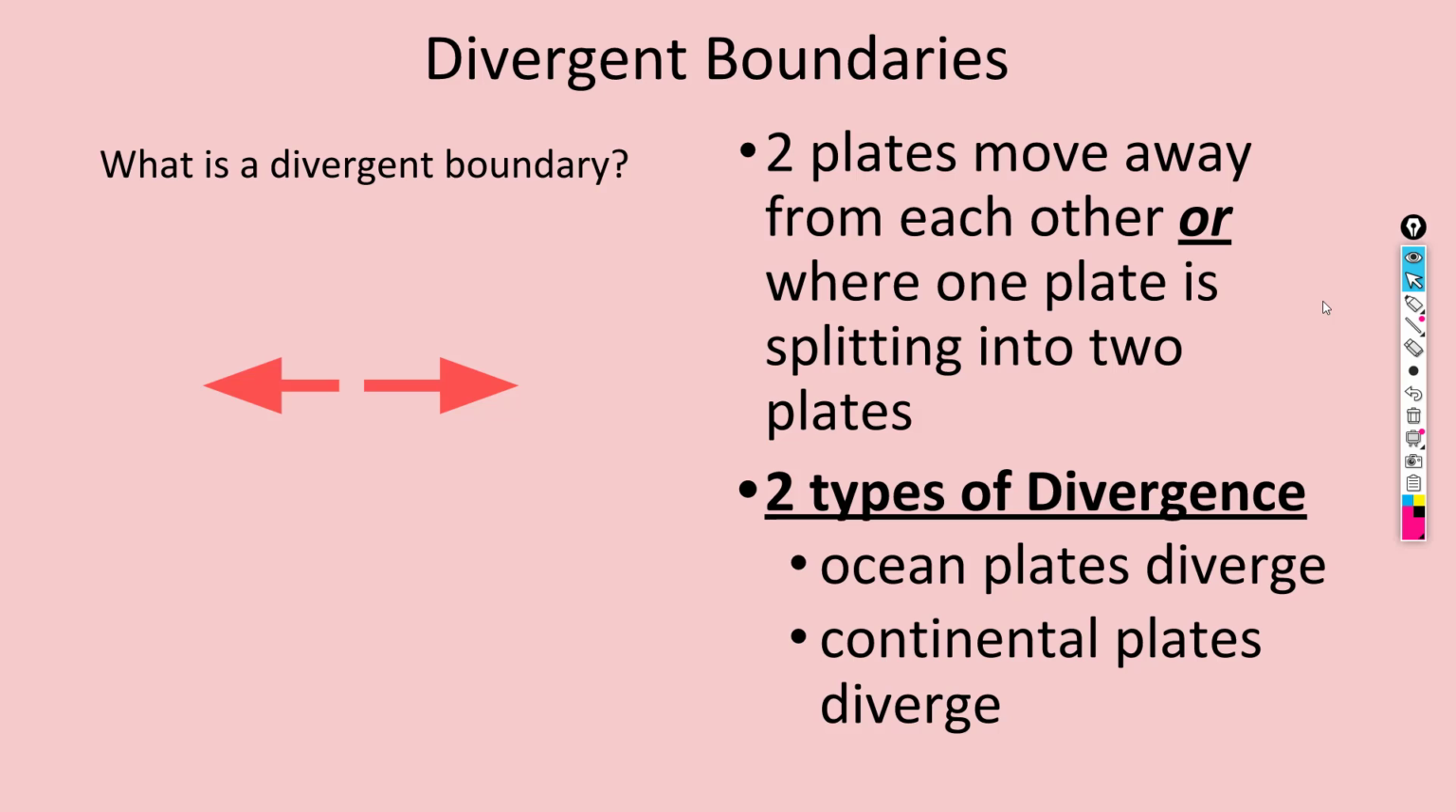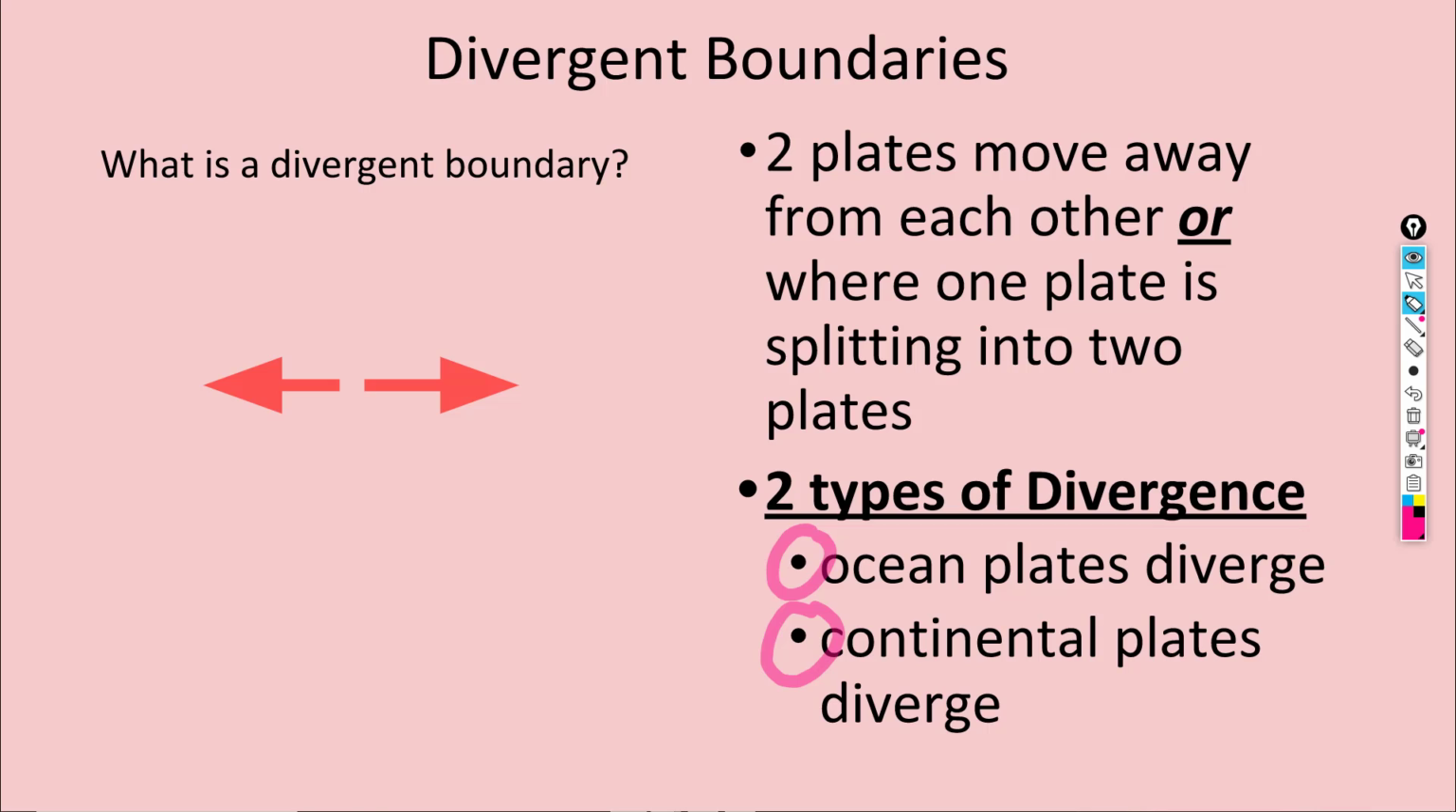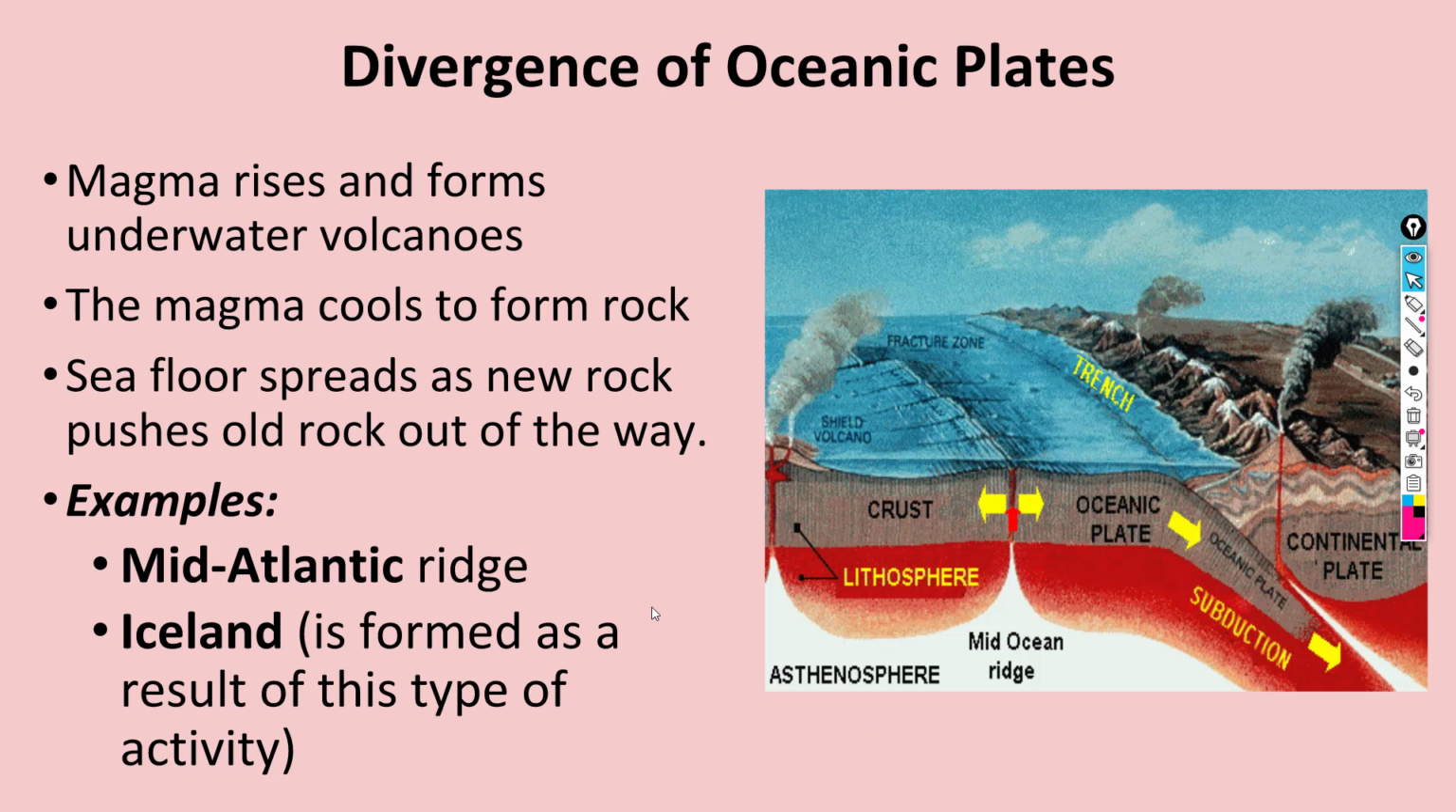Okay, so first, let's talk about plates that are moving away from each other. They can be either ocean plates or continental plates diverging. And they're slightly different and they result in slightly different things. So we're going to talk about that right now. First off, let's talk about the divergence of two ocean plates.